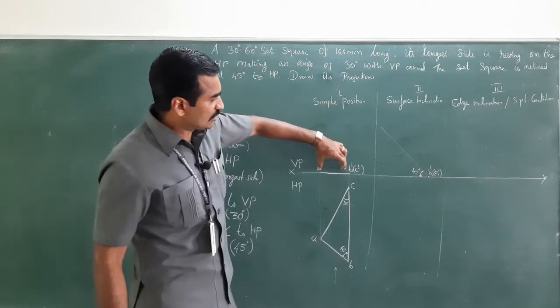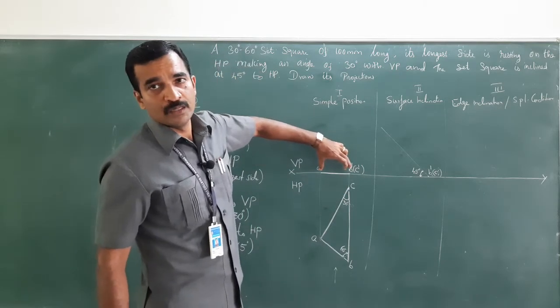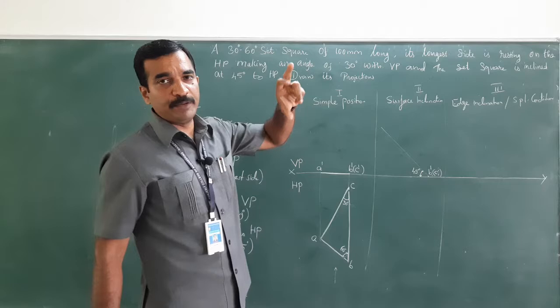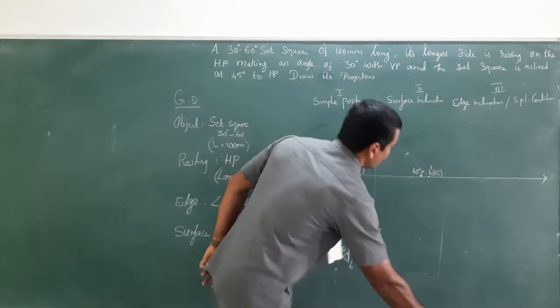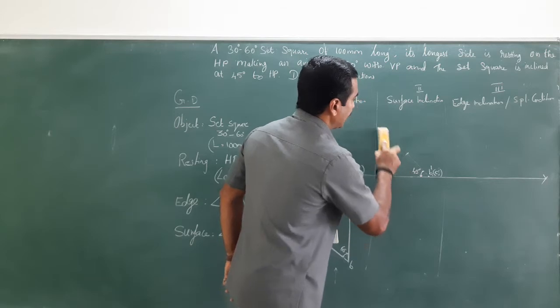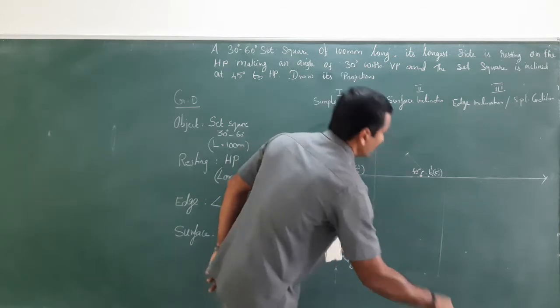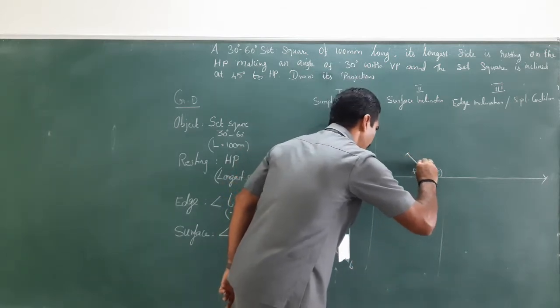Now measure the distance between A and B. Measure the distance between A and B in your compass. Keeping at B, cut an arc on the inclined line. Now darken this.